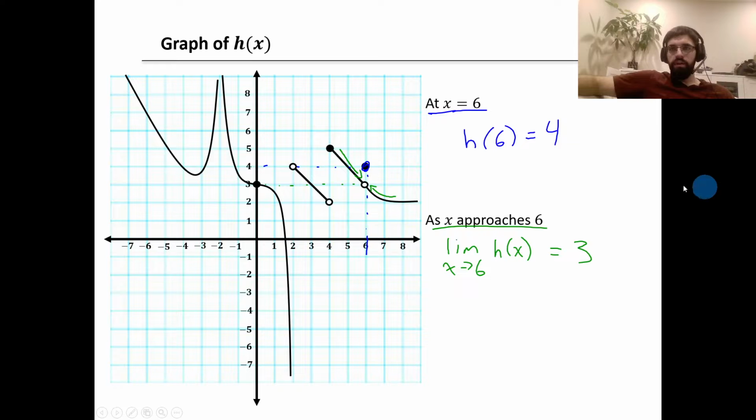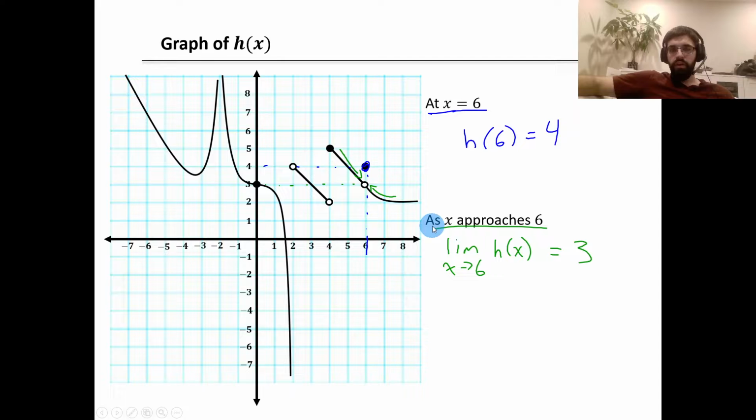So if I want to evaluate h of x at the point x equals 6, I'm going to look at this spot, and I have a hole here, but I have a point just above that hole. And so because there's a point right here, we're going to say h of 6 is equal to 4. That might take a minute to sink in, but we'll see some more examples of that.